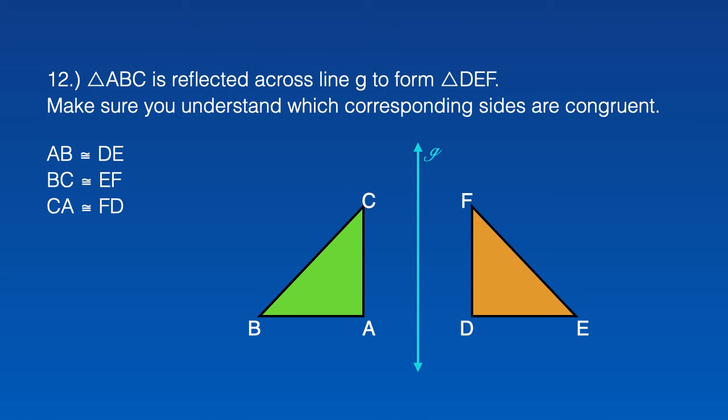Question number 12. Triangle ABC is reflected across line G to form triangle DEF. Okay, on this one I didn't really have time to put a bunch of different answer choices. So I just put make sure you understand which corresponding sides are congruent. So what you have on the screen is the correct corresponding sides. But on the exam, you're going to have it all mixed up with different letters as they try to trick you to see if you understand which side goes with which side. Remember that the order of the letters is very important. The order of the letters has to be exactly correct when you're comparing the sides.